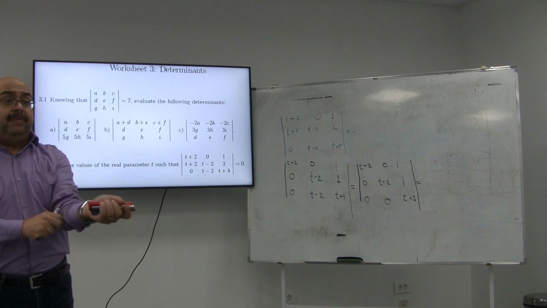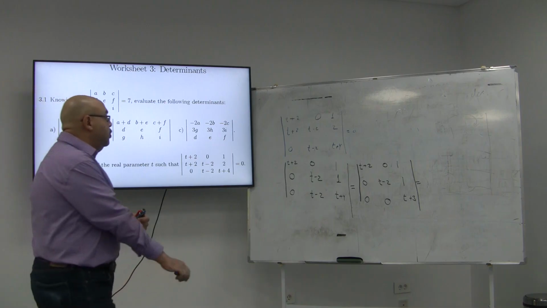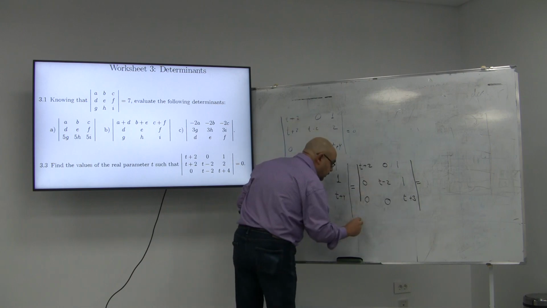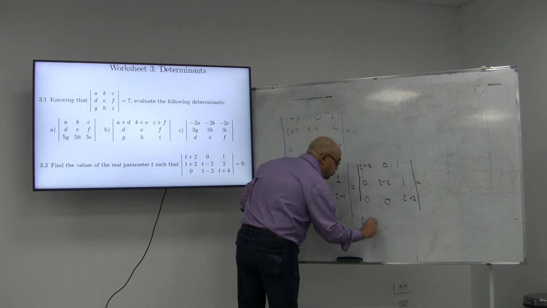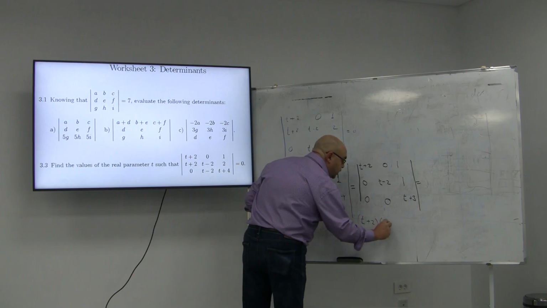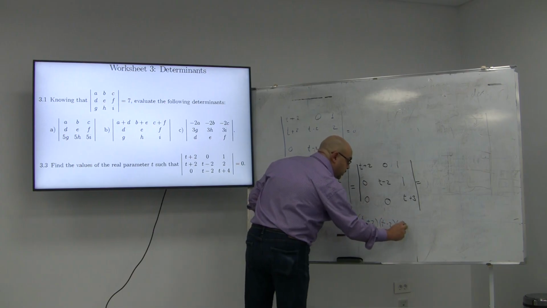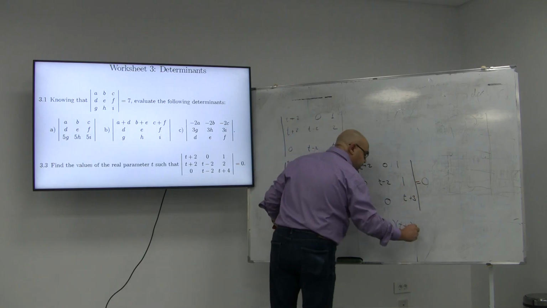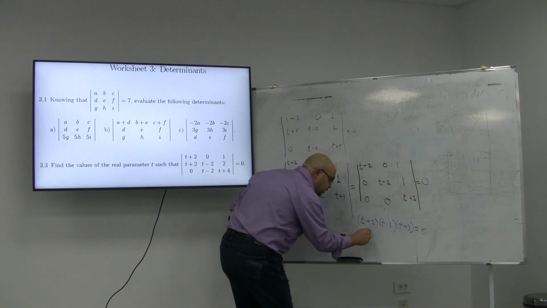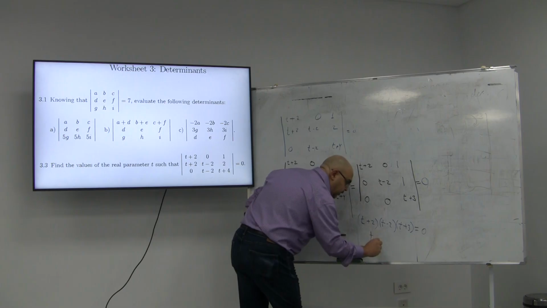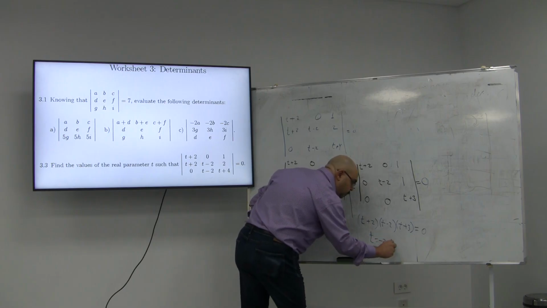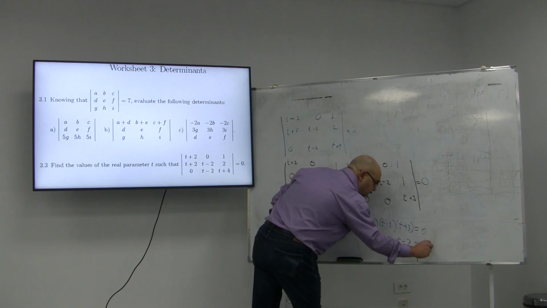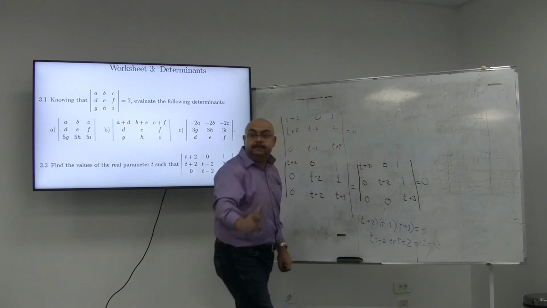this determinant or this form is that the value of this determinant is going to be simply equal to t plus 2 times t minus 2 times t plus 3, and he told me already that this determinant equals 0, so the results for t are either t equal to negative 2, or t equal to positive 2, or t equal to negative 3.